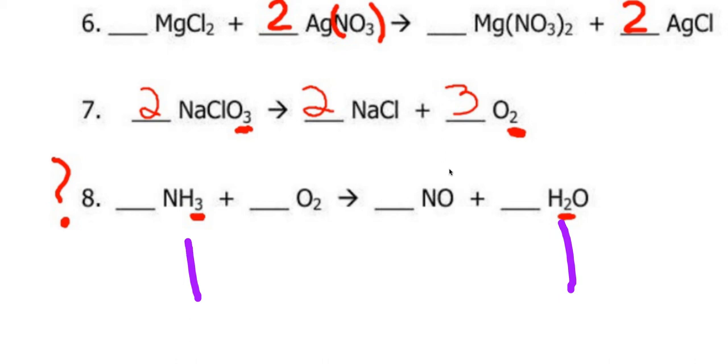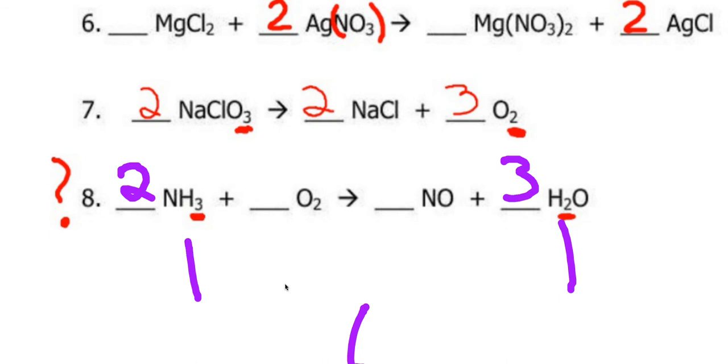3 hydrogens, 2 hydrogens. This should be an easy one to start with, because the hydrogens will only appear one time on either side of the reaction. We need to try to find a number that 3 and 2 will both multiply into. That's right, we need to multiply this one by 2 to give us 6, multiply this one by 3 to give us 6. So now we have 2 times 3 and 3 times 2, so they both have 6.